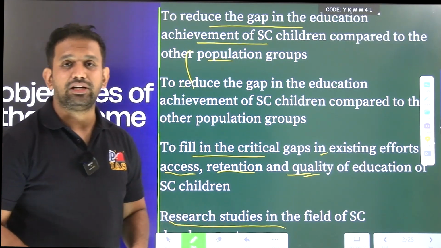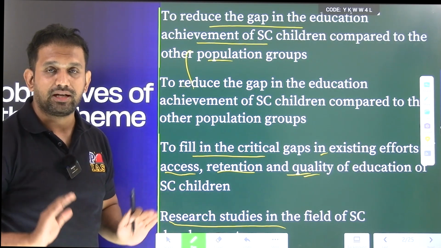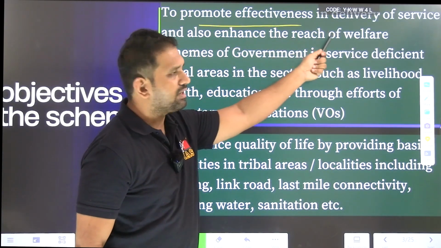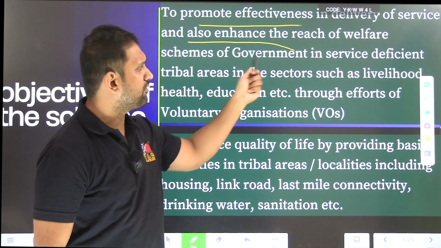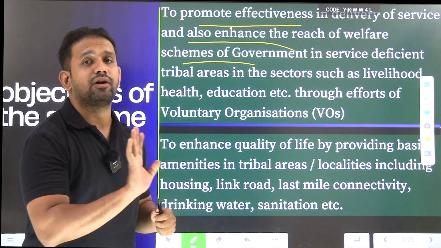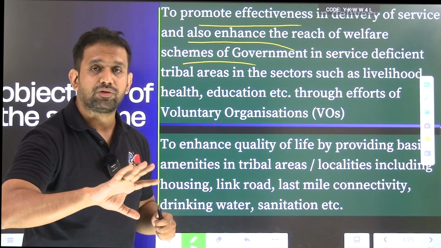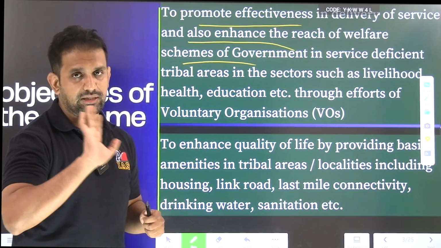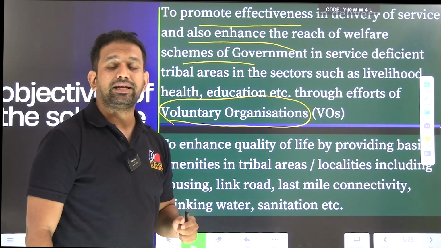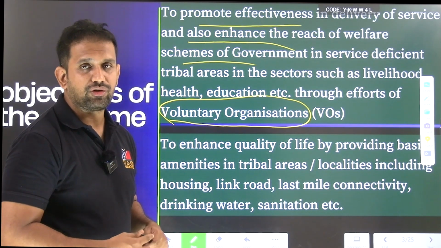Research studies should be done in the field of SCs where they are lacking. What are the important areas the government has to concentrate on? All that research has to be done and documented, and on the basis of it, policy has to be initiated. To promote effectiveness in delivery of services and also enhance the reach of welfare schemes of the government in the service deficient areas. Wherever SC population is there, if the schemes are not reaching, the government should make sure that the welfare schemes reach them very effectively. That is another pointer given in the objectives. At least if the government is not able to reach, government can take the help of voluntary organizations and make sure that all the schemes reach the SC population, SC areas.